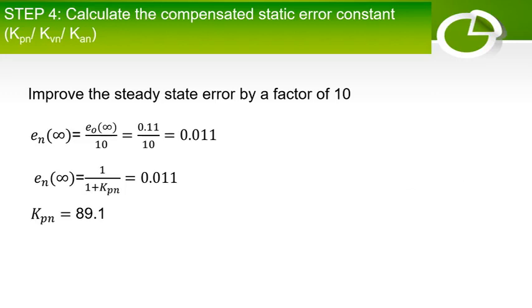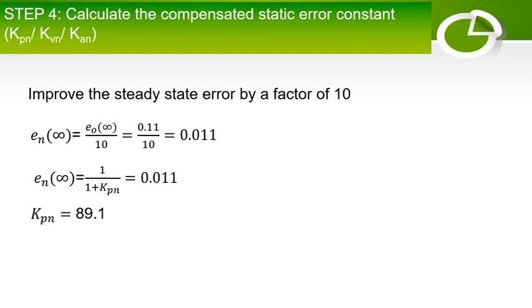From the question, we know that we need to improve the steady state error by a factor of 10. So in step 4, we have to calculate the compensated static error constant. The new error, which is the compensated error, equals e0 divided by 10. Why divided by 10? Because we want to reduce the error. If you multiply the error by 10, it will be bigger. The objective of our design is to improve the steady state error, meaning to reduce it, so your new steady state error must be smaller compared to the old one.